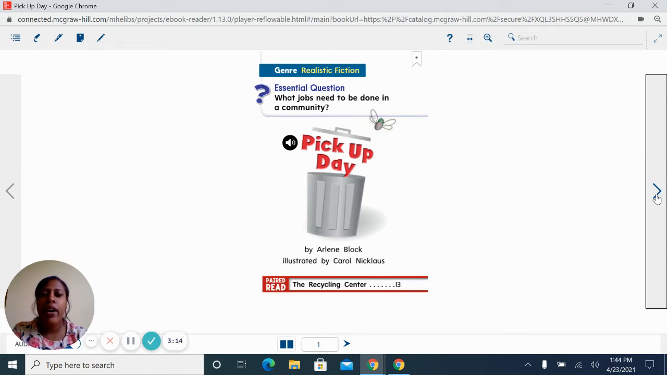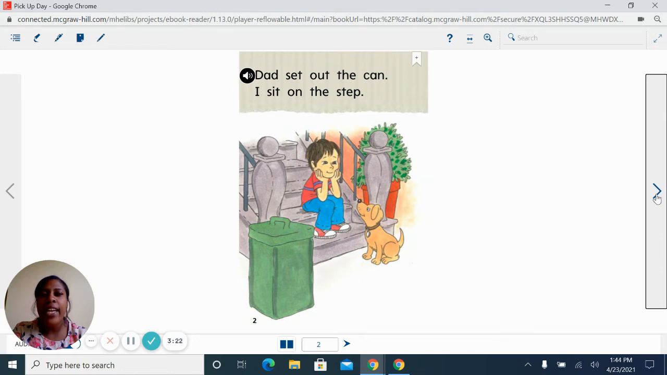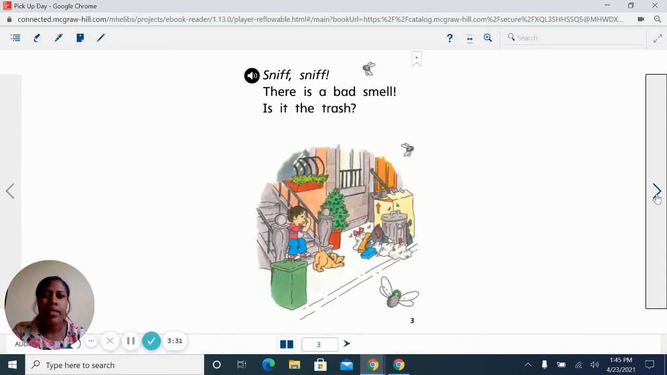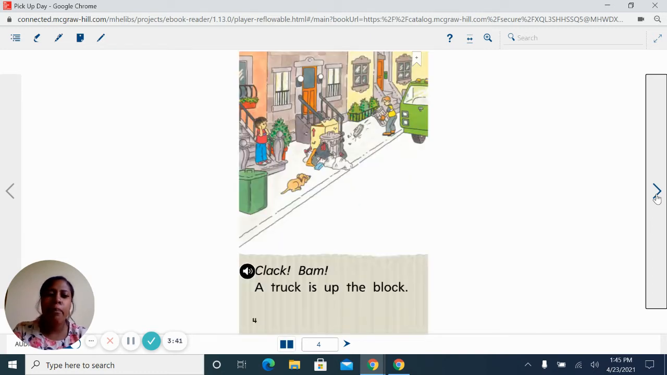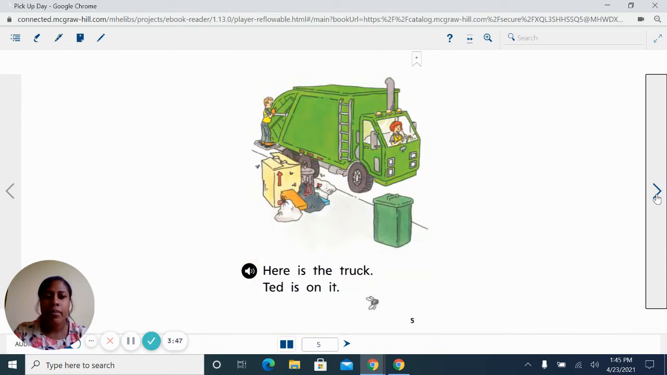Pickup Day by Arlene Block. Illustrated by Carol Nicholas. Dad set out the can. I sit on the step. Sniff, sniff. There's a bad smell. Is it the trash? Clack, bam! A truck is up the block. Here is the truck. Ted is on it.